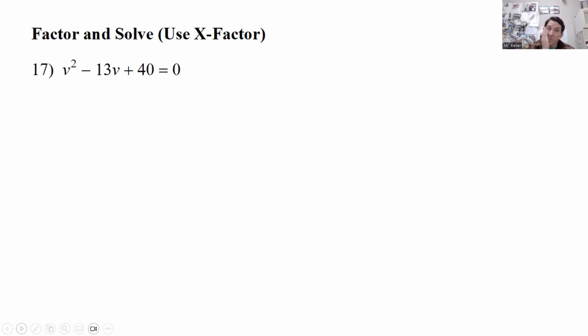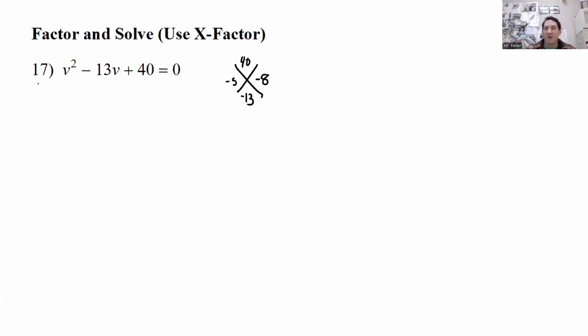So, solving using an X factor, or solving a quadratic by factoring. So here we have a quadratic. We are just going to factor it using our X factors. So draw out your X and then set up this diamond here. So 40 on top, negative 13 on bottom. Factors of 40 that add to negative 13. That is negative 5, negative 8.